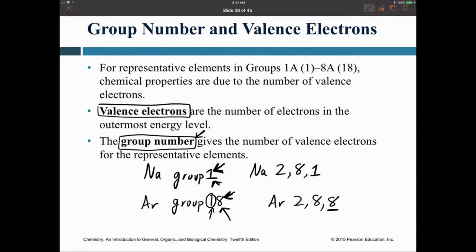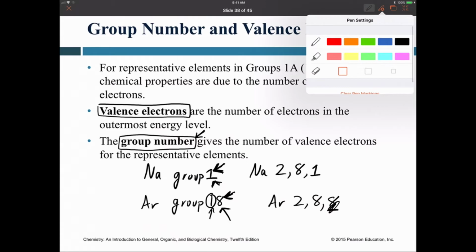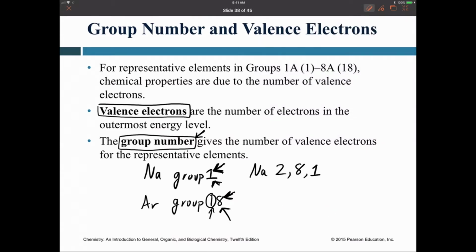Let's do another example. Let's do a group 2 element. Let's look at beryllium. Beryllium is in group 2. It's got 4 electrons, so beryllium will have the electron arrangement 2, 2. It's in group 2, so it should have 2 valence electrons, and indeed it does.